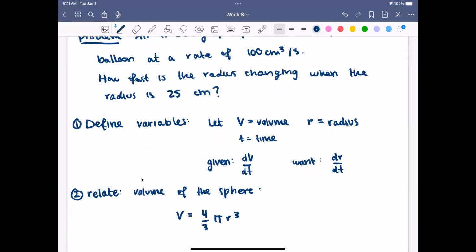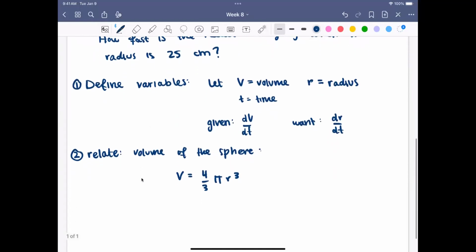By the way, I don't expect you to just know these volume formulas off the top of your head. If one was needed on an exam, I would just provide it for you. Some of these problems involve the volume of a cone or something. So if you need to know a volume formula, just look it up on Google while doing these problems, and otherwise I would give it to you. So that's the volume of a sphere. And then we're going to differentiate both sides.